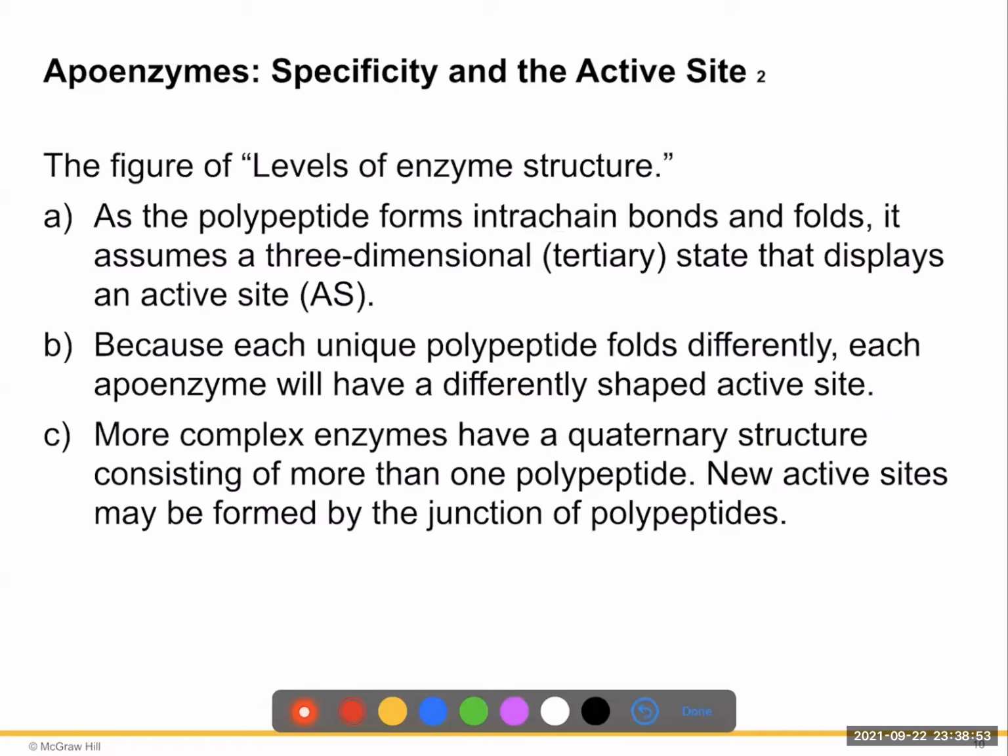Okay, figure: levels of enzyme structure. A polypeptide forms with interchain bonds. That's your primary structure. It folds with interchain bonds, and that's your secondary. Your 3-dimensional structure is your tertiary. Okay, and that displays an active site.